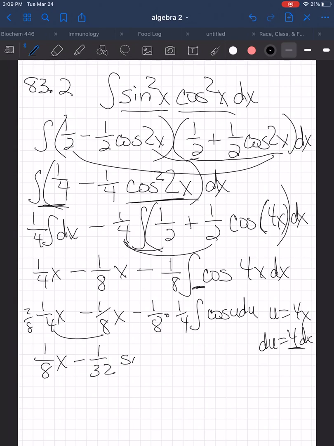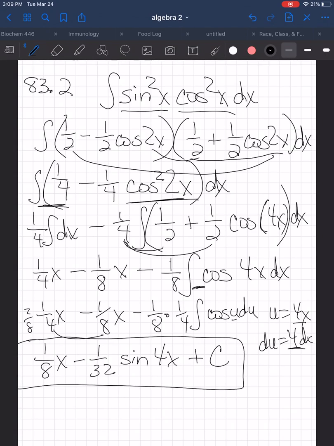Integral of that is sine. We can go ahead and substitute back for u as 4x and then plus c. All right, so that involved a couple of different substitutions. All right, last one for this lesson.